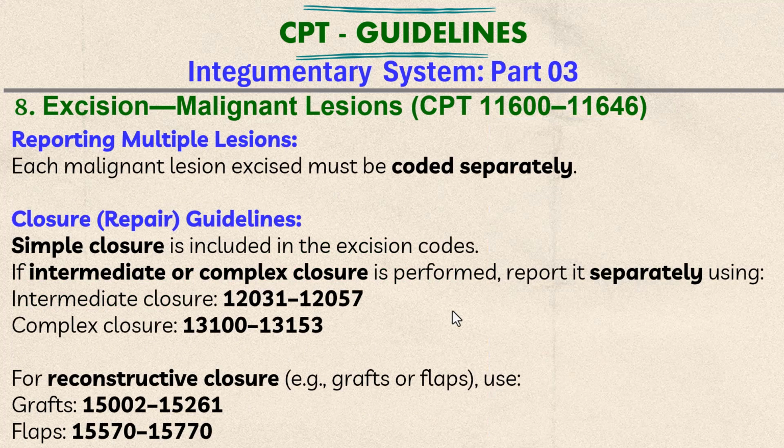So if it is multiple lesions, each malignant lesion excised must be coded separately. And the closure guidelines: simple closures are included in the excision codes. If an intermediate or complex closure is performed, report it separately using the intermediate closure code series or complex closure code series. For reconstructive closure such as grafts or flaps, you have to use the relevant codes for them. We will discuss that when we come to the flaps or graft coding guidelines.